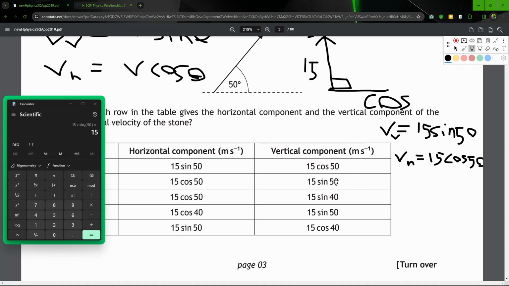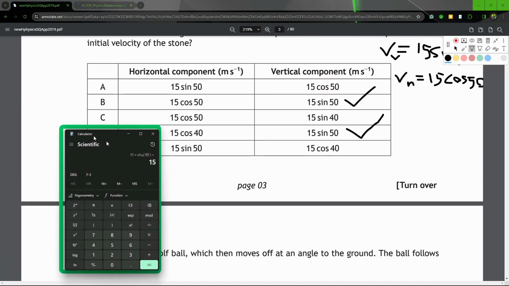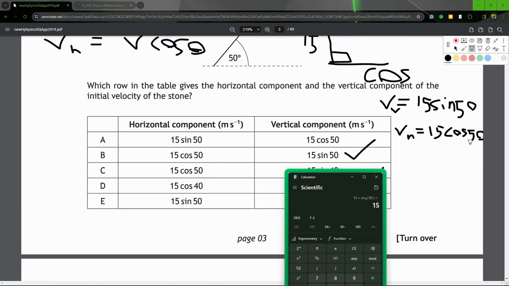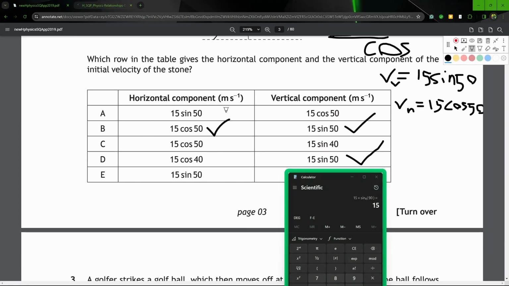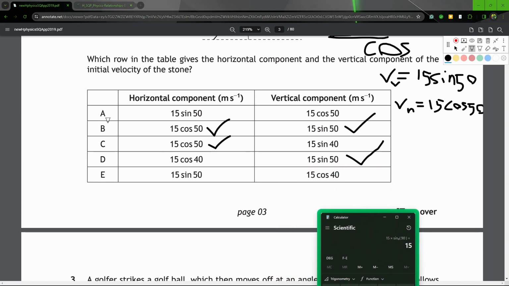So vertical component is 15 sine 50, I see 2 of them. Okay, so we've already narrowed it down to B and D. And then for horizontal, it's 15 cos 50. So that looks good. And I do see that. And the only one that has both of them correct is B.